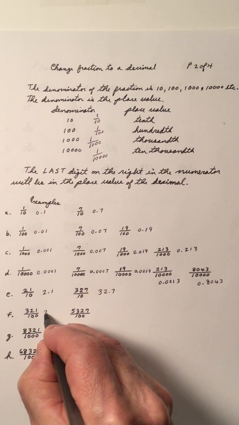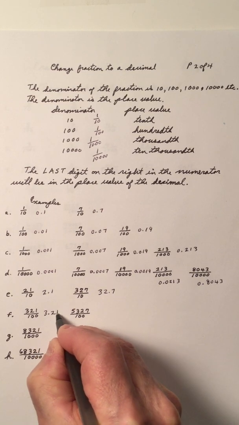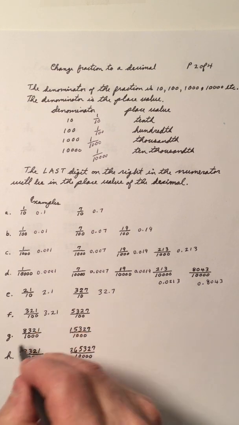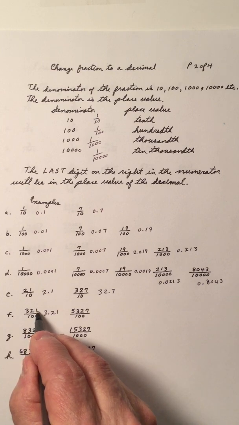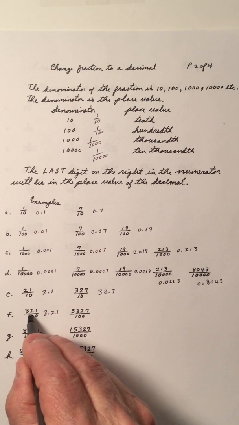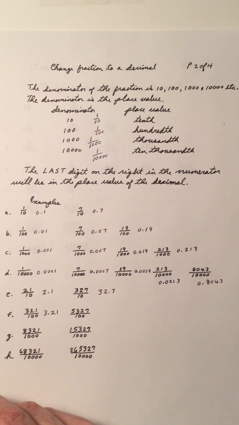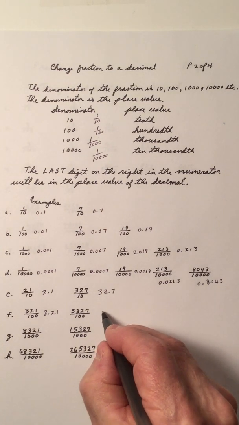321 over 100 is 3.21. The 1 goes in the hundredths place. So notice the decimal is understood to be on the end, after the 1. It moves 2 places to the left. We'll review that idea later.